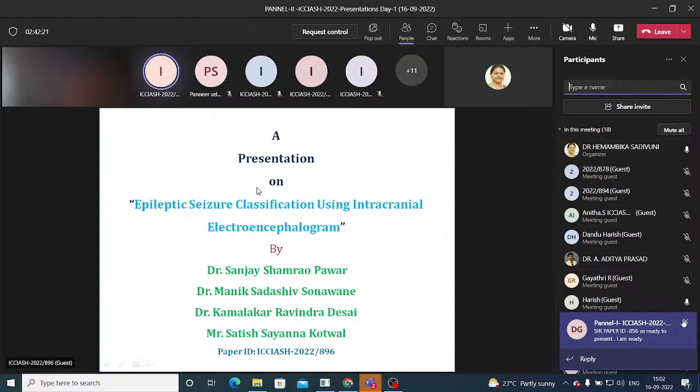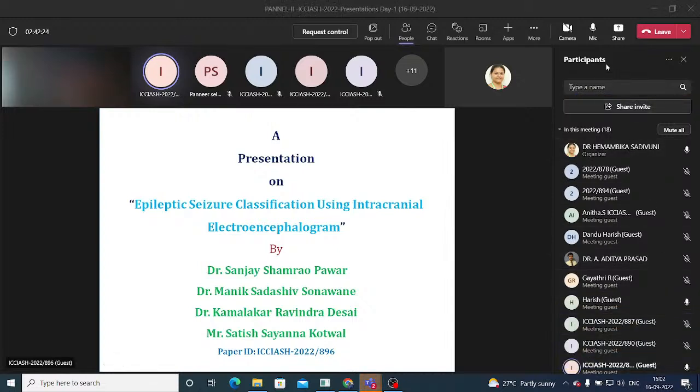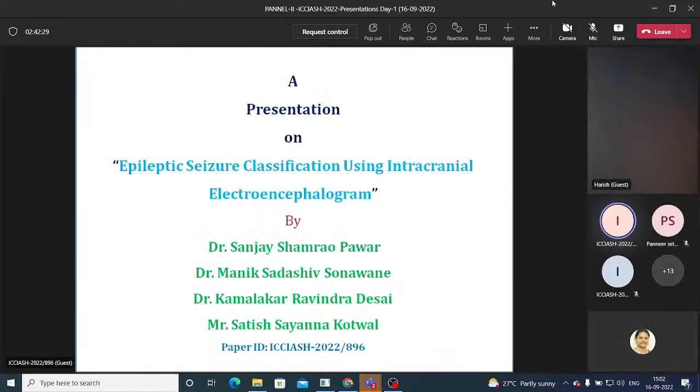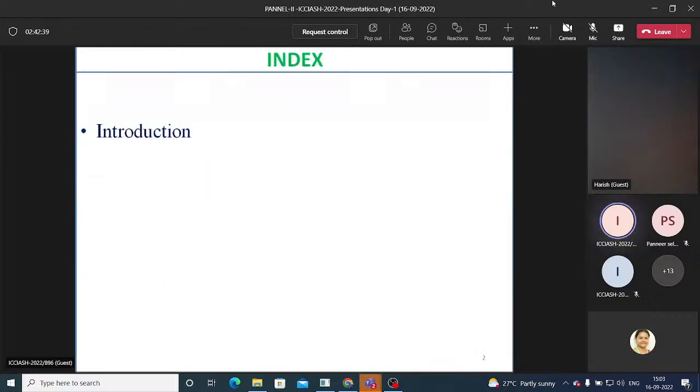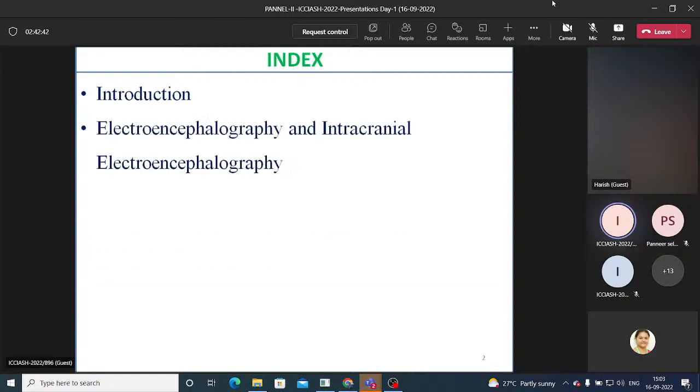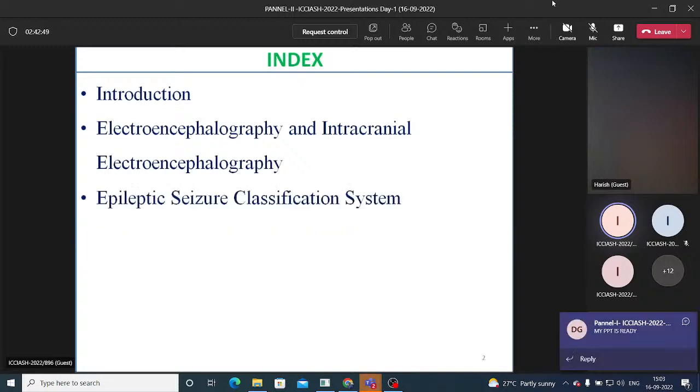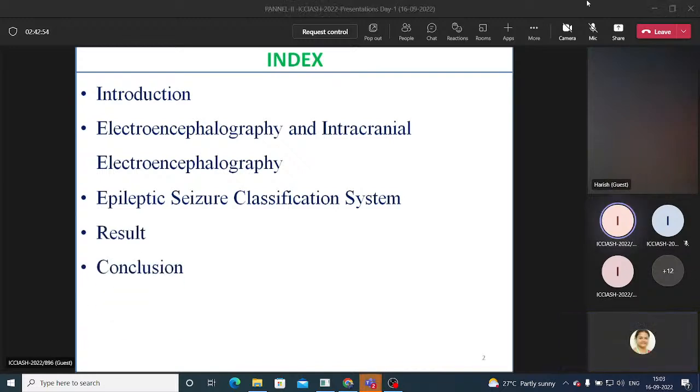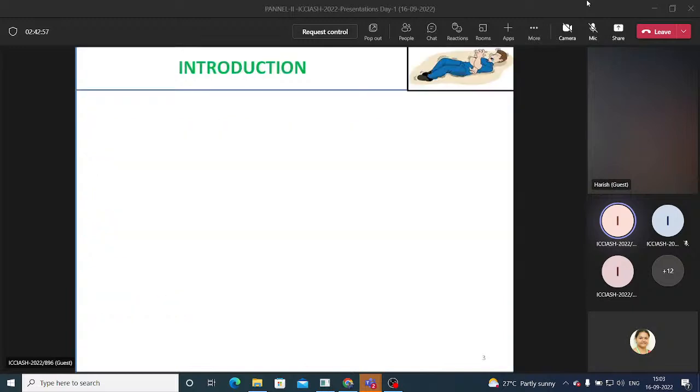Yeah. Good afternoon. My name is Dr. Sanjay Sharma Pawar, and with me I have Manik Sononi, Kamlakar Desai and Satish Potwa. We are here for a presentation on epileptic seizure classification using intracranial electroencephalography. In this presentation, we'll be covering an introduction, what is electroencephalography, and mainly our work on intracranial electroencephalography, the epileptic seizure classification system that we have developed, its results, a conclusion, and the references.